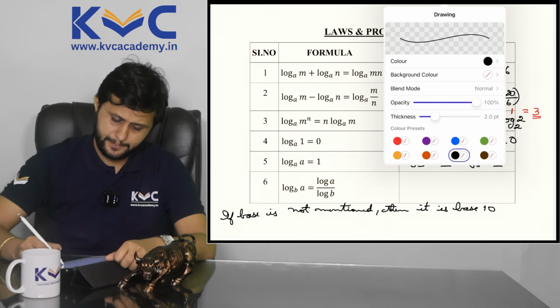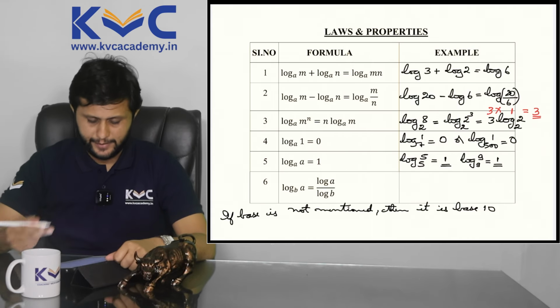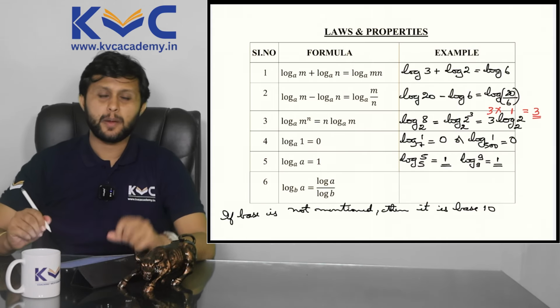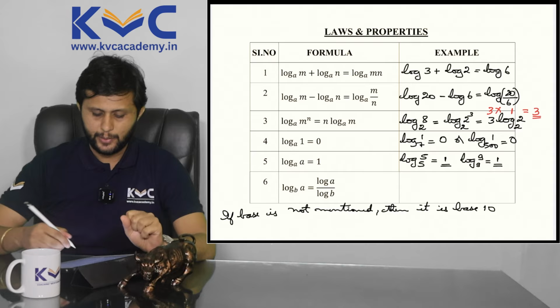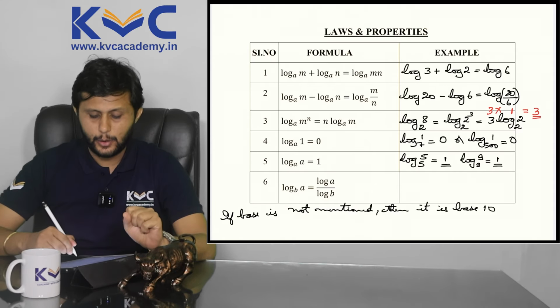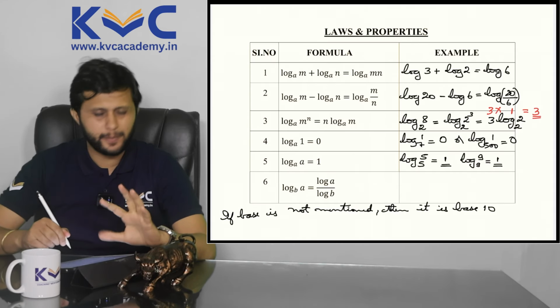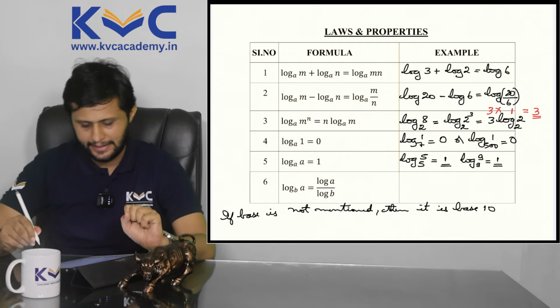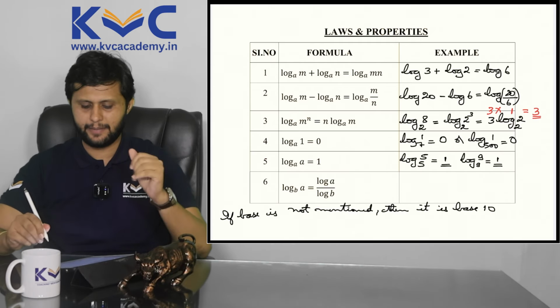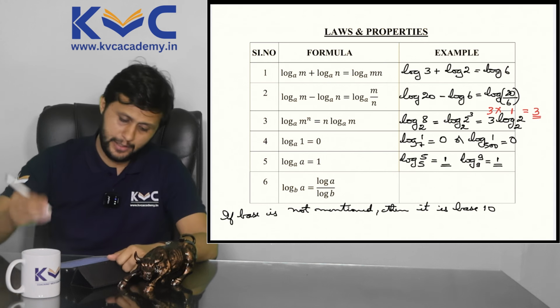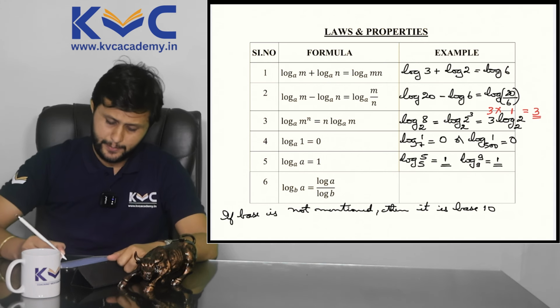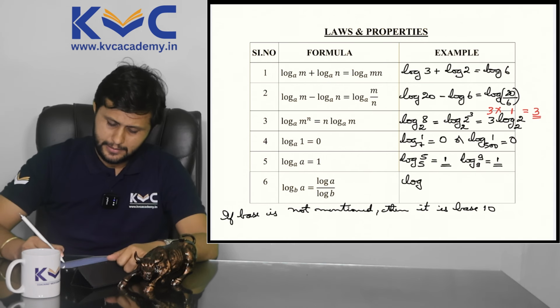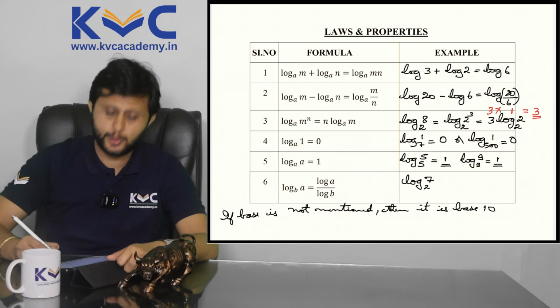Coming to the last one, logarithm of a to the base b. Now if I want to change the base, then I write log a by log b. Base is not mentioned. You can take any base, it will still hold good, but I will consider it as base 10. So if I have log a to the base b, I can write it as log a divided by log b.